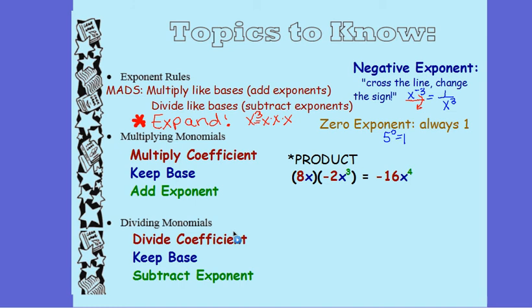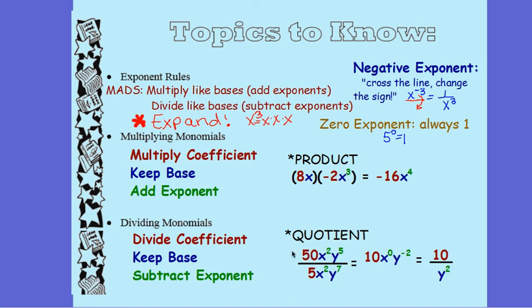As far as dividing monomials, similar rules. Divide the coefficients, those are the numbers in front. Keep the bases still, this time subtract the exponents. I have this example here. If you see the word quotient on your test, that indicates you should be dividing. 50 divided by 5 is 10. X squared divided by x squared, when you subtract the exponents, you get 0. Y to the 5th over y to the 7th, when you subtract the exponents, you get a negative 2. This y to the negative 2nd had to cross the line to change the sign, and this x to the 0 is no longer there because it simplifies to be 1.